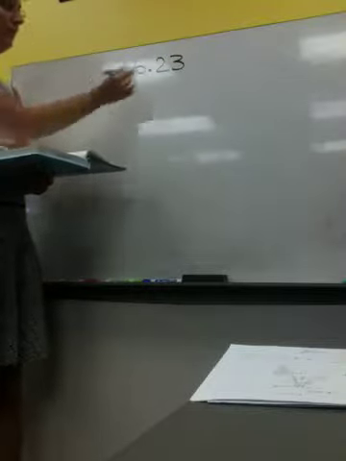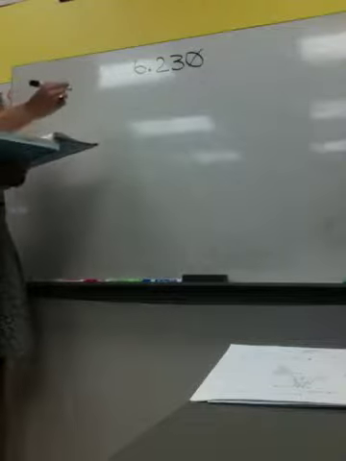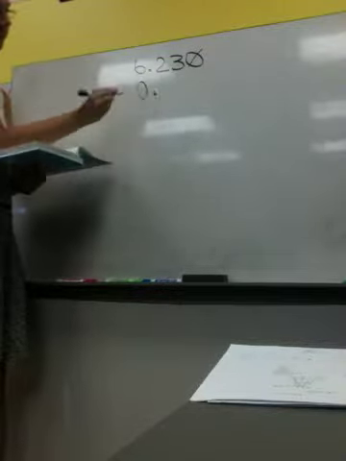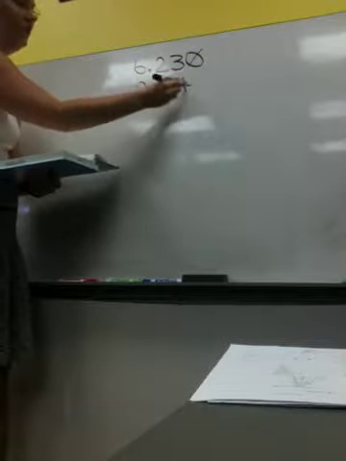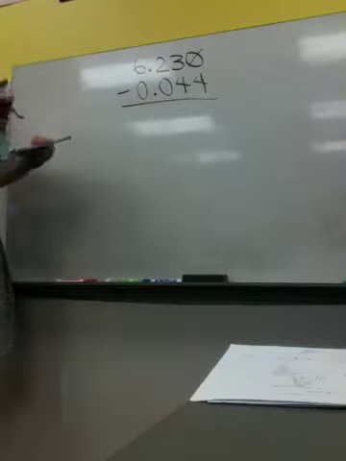6. Point. 2. 3. 0. Placeholder 0, right? Under the 6, put a 0. Good. Point. 0. 0. 4. And we're adding or subtracting? Subtracting. Alright, do my math for me.